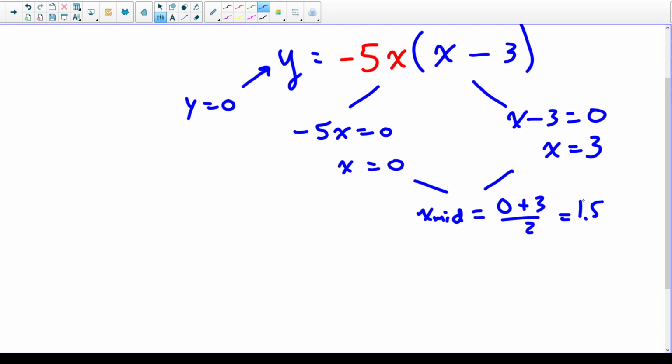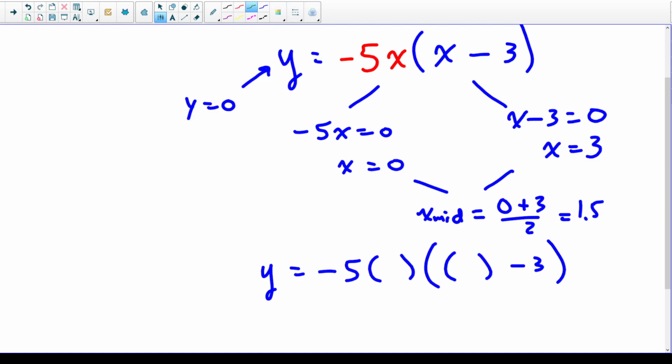So what do we do with that x middle? We substitute it back into the original equation, and I like to use the factored version of that original equation. So we're going to go back to y. Y is no longer 0. Remember, that was just a temporary thing to find our two roots. Now I'm going back to the original equation. I'm going to substitute 1.5 in for all of the x's. So 1.5 goes here, 1.5 goes there.